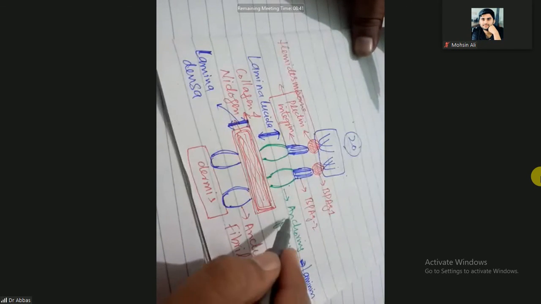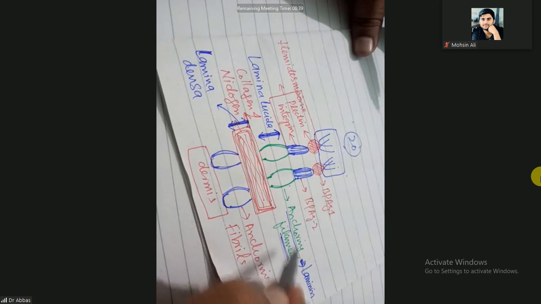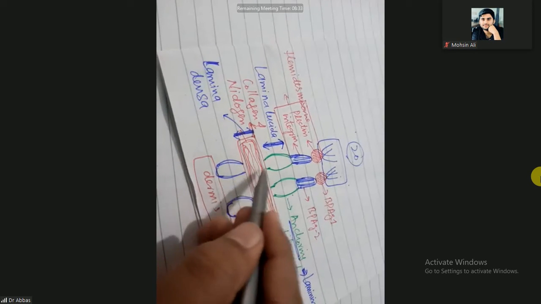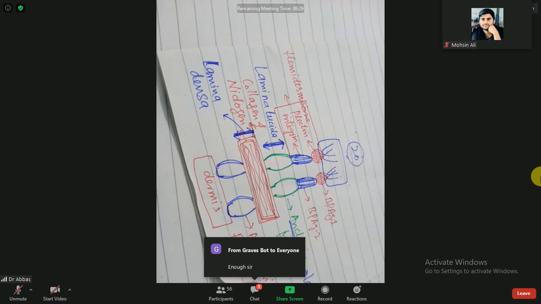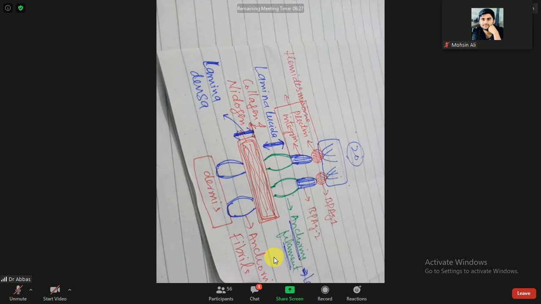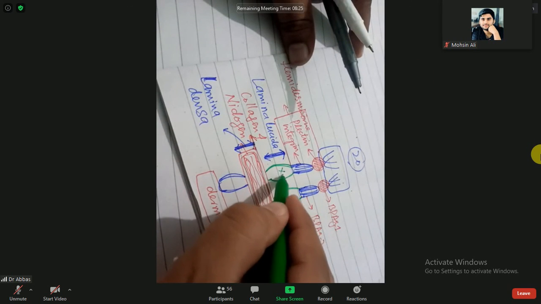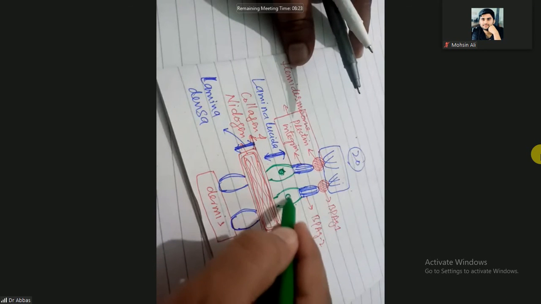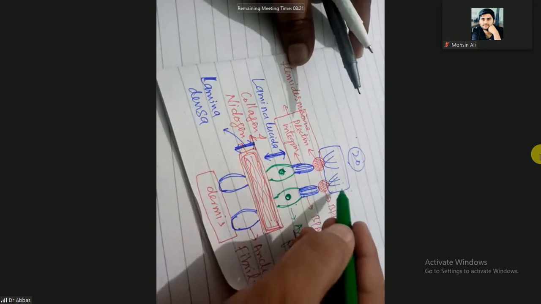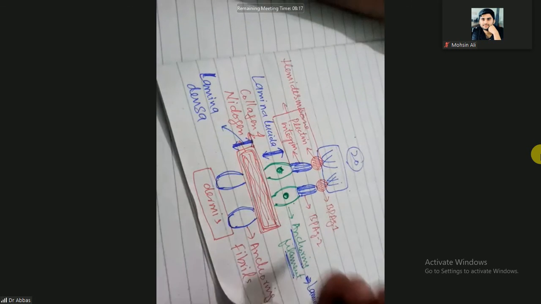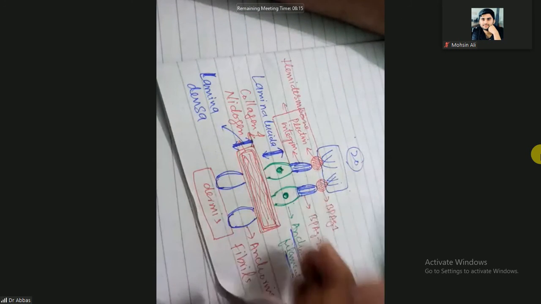This portion of the anchoring filament is the weakest portion, so we call it lamina lucida. And this portion is the very dense portion, we call it lamina densa. So when there is a disorder of this portion, we call it subepidermal disorders because it is lower to the epidermis.